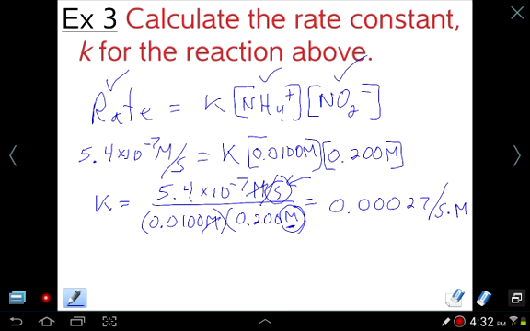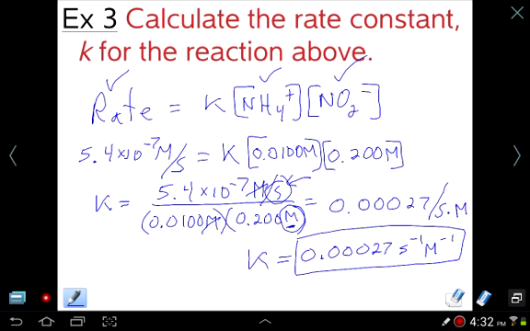Another way of writing this is actually like so. To put seconds to the negative first and molarity to the negative first. In mathematics, negative first means it is on the bottom, on the denominator of the fraction. So this is your K, numerically as well as with the units.